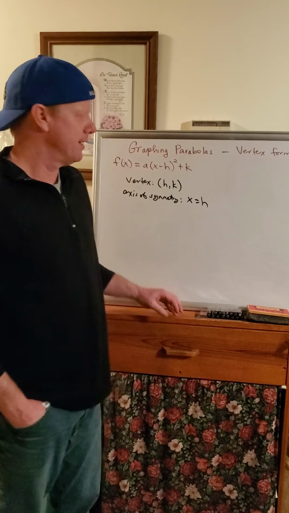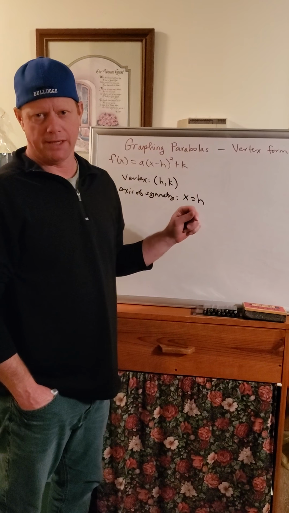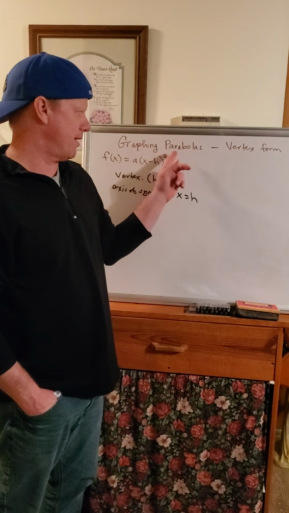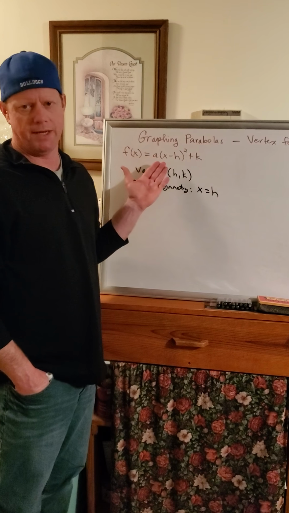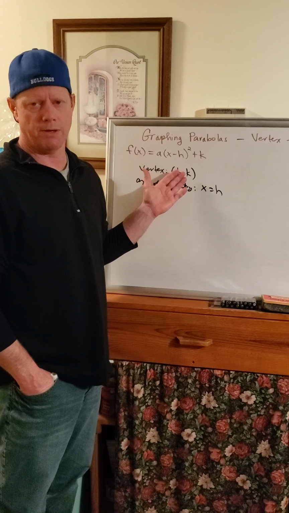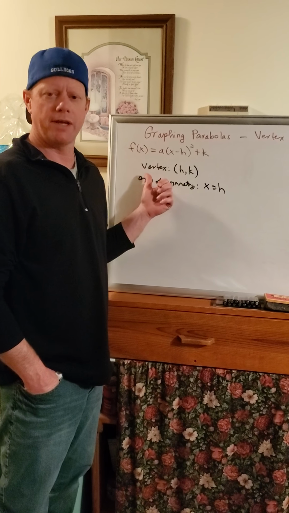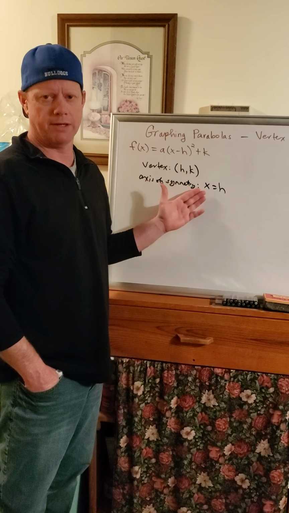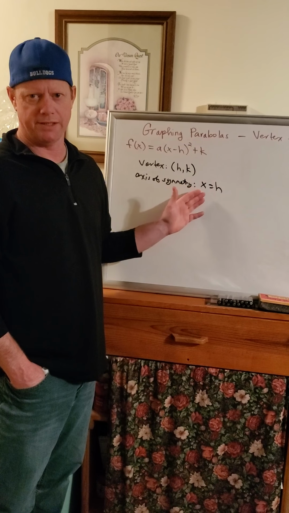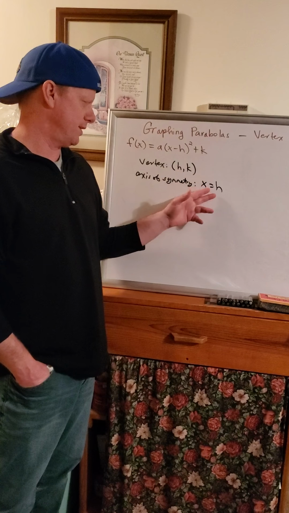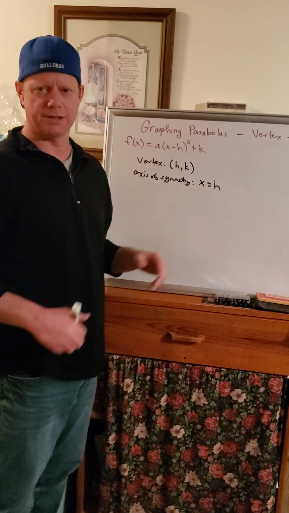March 25th, I'm going to show you a couple of videos tonight. One is going to be how to graph parabolas that are in vertex form. So if it's set up f of x equals a times the quantity x minus h quantity squared plus k, your vertex is going to be located at h comma k, and then the axis of symmetry is going to be the equation x equals h. So whatever that number is, that's where your axis of symmetry is going to be located.